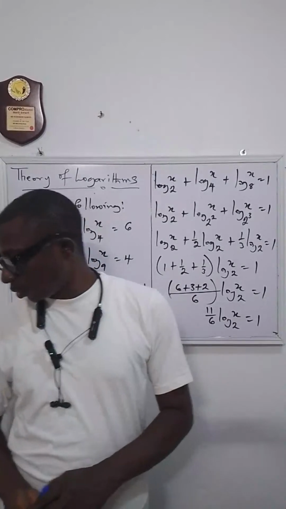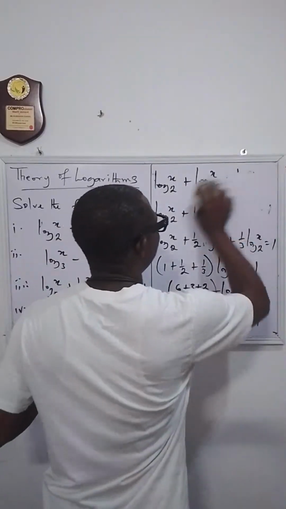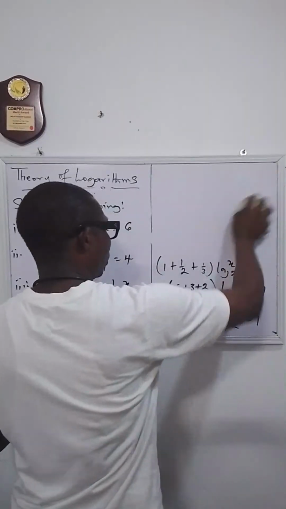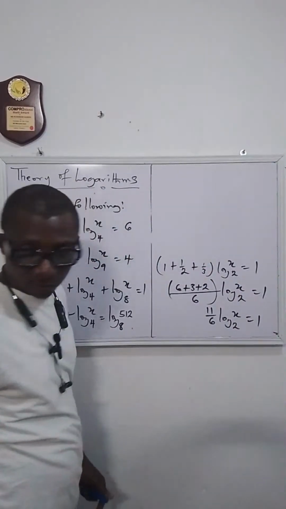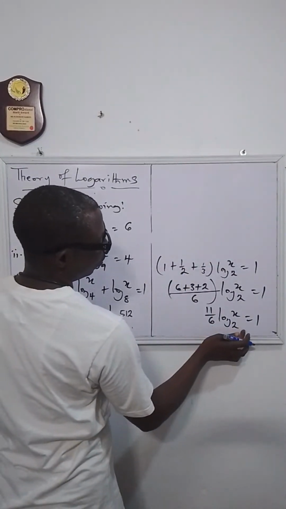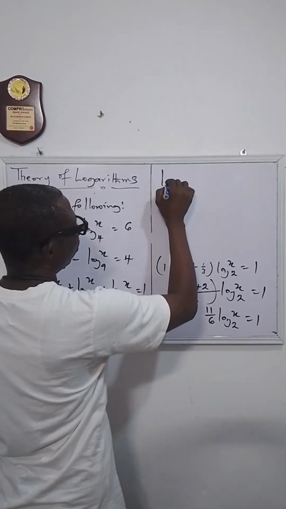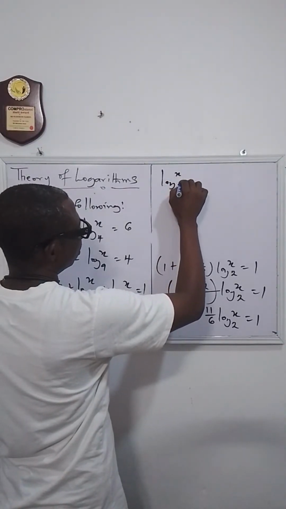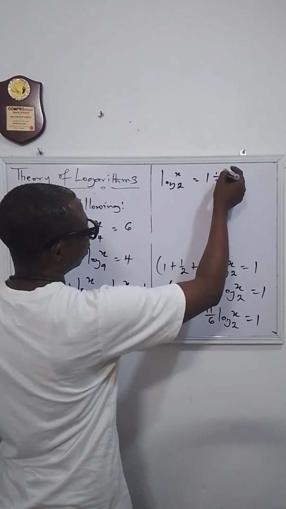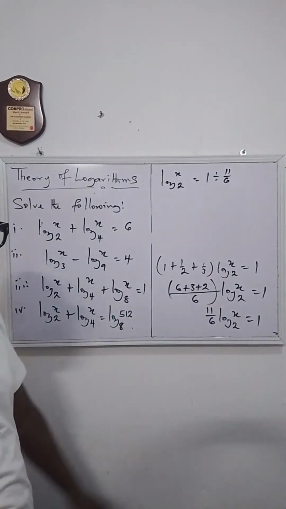So do you know what we're going to do now? The next thing is to divide both sides by the coefficient of log of x base 2. And that is, divide both sides by 11 over 6. Okay, let's do that. So when you divide this by 11 over 6, 11 over 6 cancels 11 over 6. So this will give you log of x base 2 equals 1 divided by 11 over 6. Okay, so that's what you have.